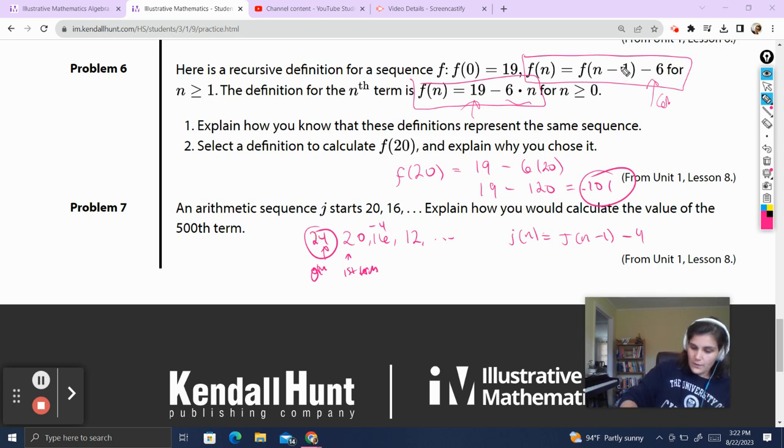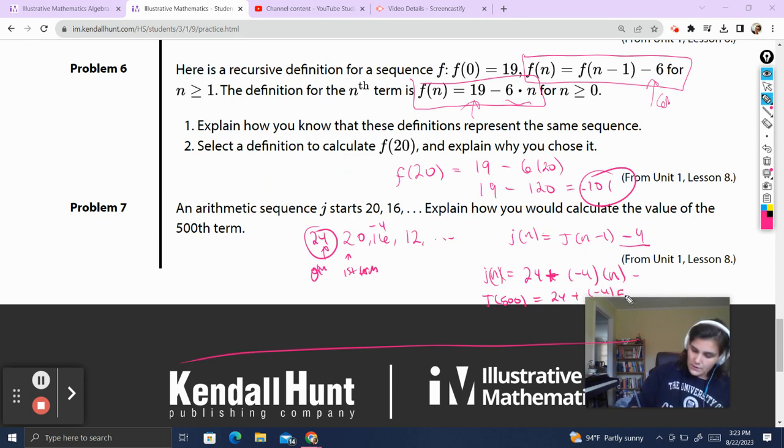So if I want to go from this notation to that notation, I would say J of n is going to be our 0th term, which is 24, plus negative 4 times n, which is the place value of what number we're looking for in the sequence. So if we're looking for the 500th term in this case, I would say J of 500 is equal to 24 plus negative 4 times 500, which I'm going to leave to you to put in your handy dandy calculator, and that's how we calculate it.